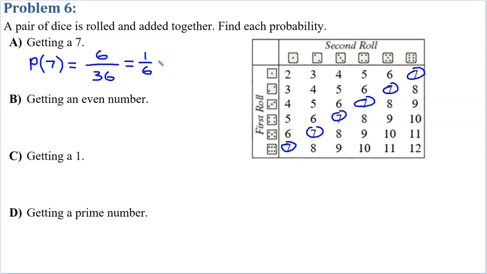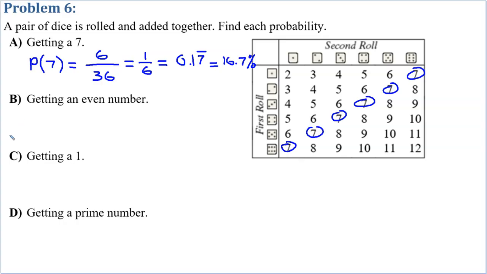Or we could make a decimal out of it. If I divide 1 by 6, I get 0.17 repeating. All right, or we could multiply that by 100 and say 16.7%. Okay, 3 different ways to express the probability. Basically, if it's a nice fraction, we'll just leave it like that.